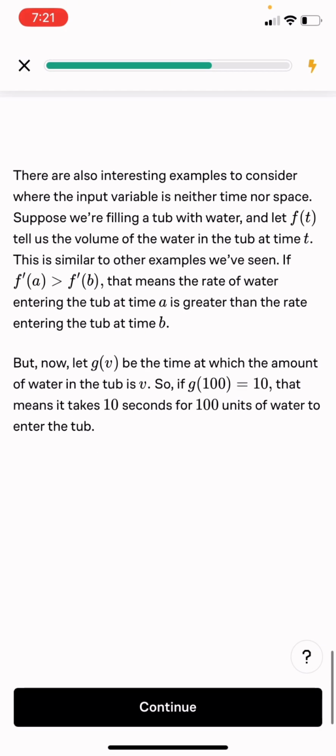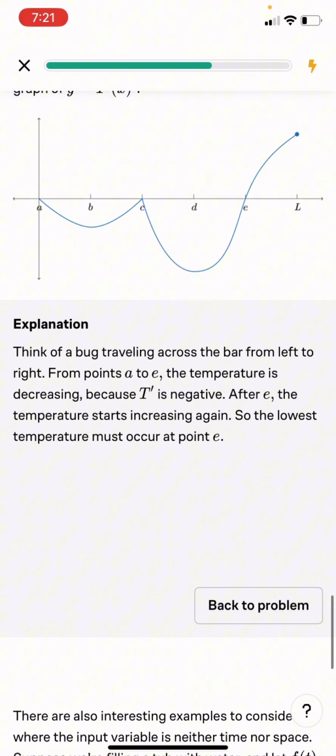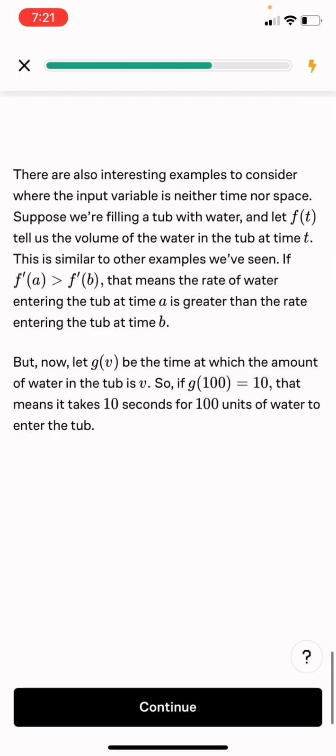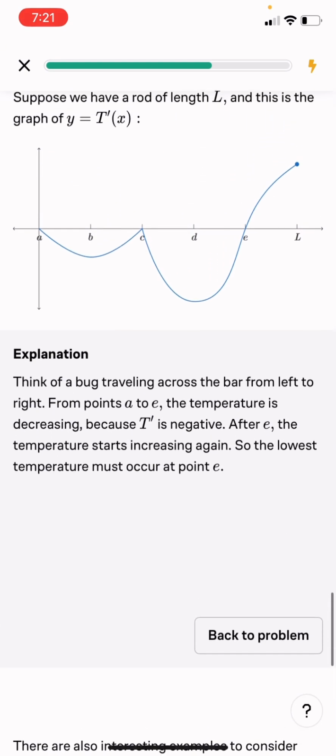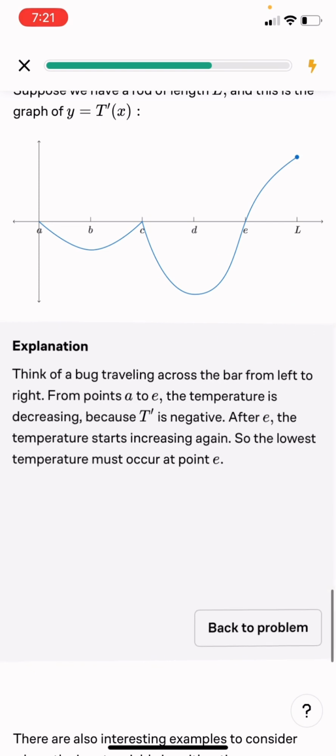I guess it shows how it's decreasing or increasing. E has the most rapid change. Think of a bug. From points A to E, the temperature is decreasing because T prime is negative. After E, the temperature starts increasing again. So it is basically negative the whole time except past E. So it'd be considered the coldest, since that's the only point where it increases.